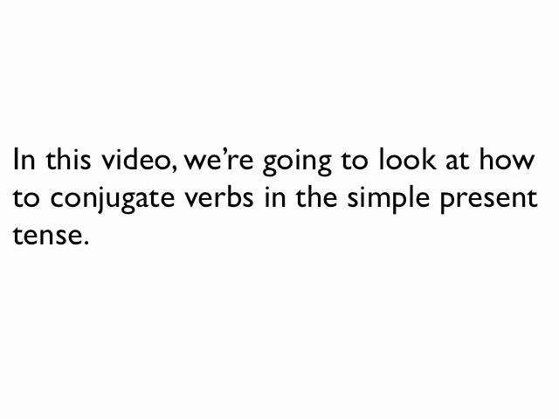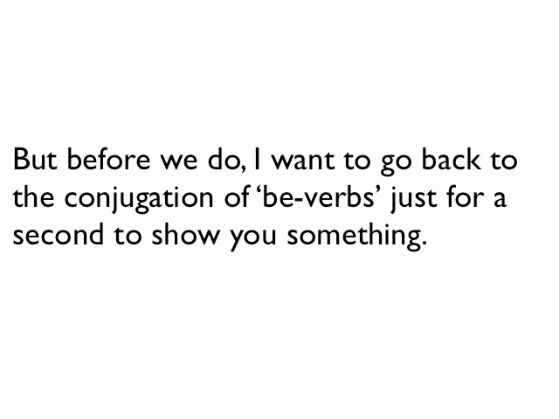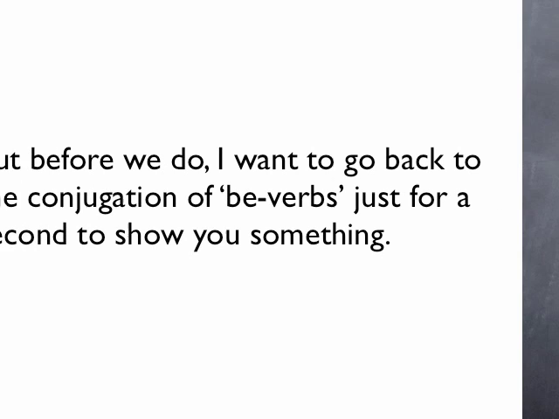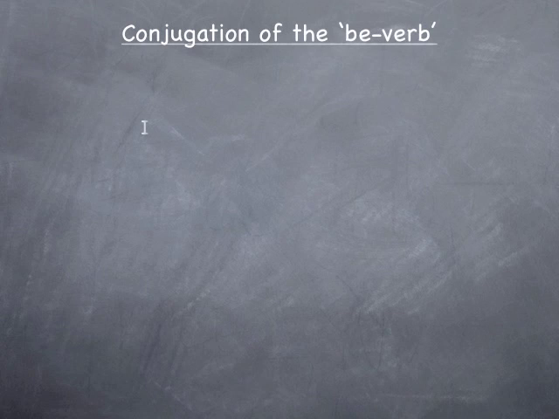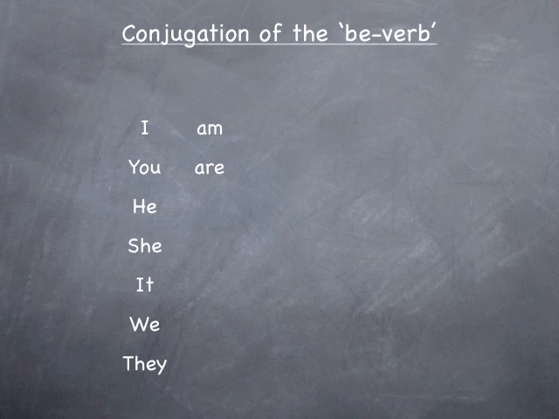In this video, we're going to look at how to conjugate verbs in the simple present tense. But before we do, I want to go back to the conjugation of be verbs just for a second to show you something. When we conjugated the be verb, we had I am, you are, he is, she is, it is, we are, and they are.